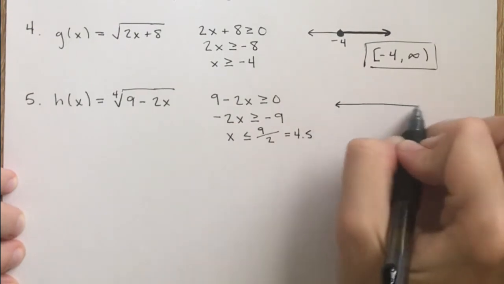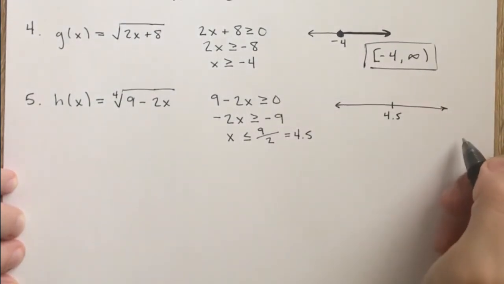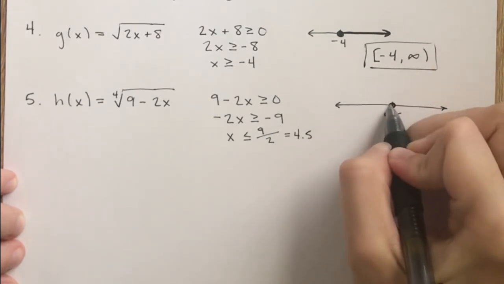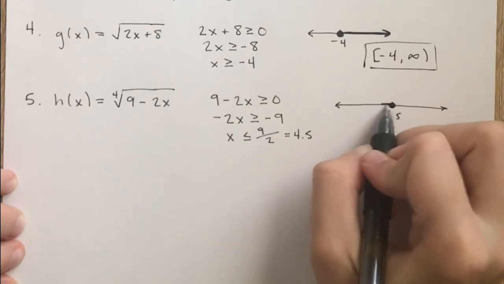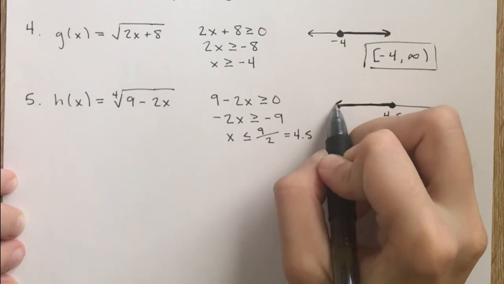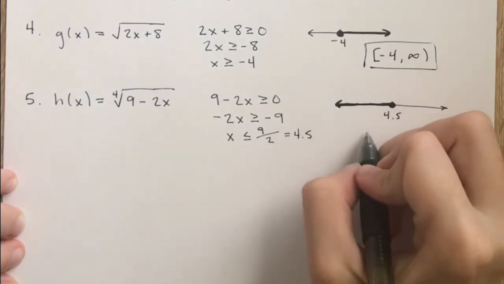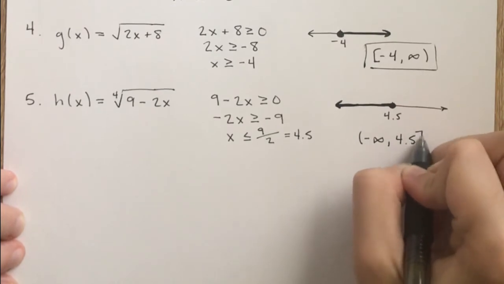On a number line, again, we have a closed point. This time we're looking at less than 4.5, so we shade to the left. And the domain of this function is negative infinity to 4.5, bracket.